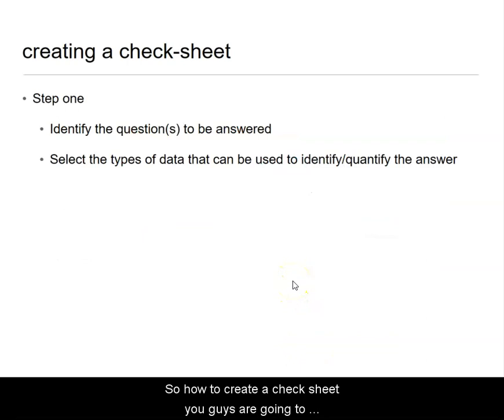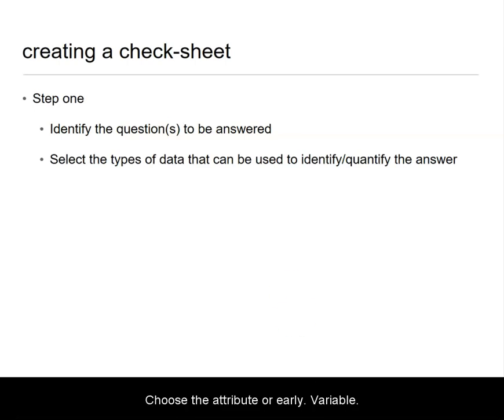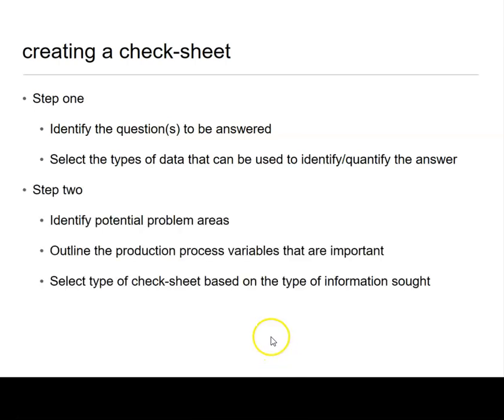So how to create a check sheet, and you guys are going to create your own check sheet. Number 1, you identify the questions you need answered. You select the types of data that can be used to identify or quantify the answer. So you're going to choose the attribute or the variable. You're going to identify the potential problem areas. You're going to outline the production process variables that are important. You're going to select the type of check sheet based on the type of information sought.